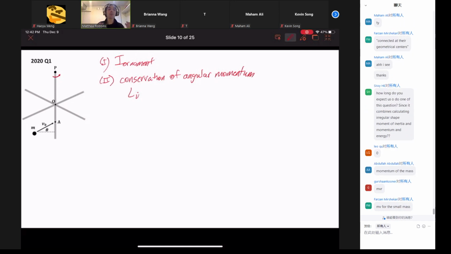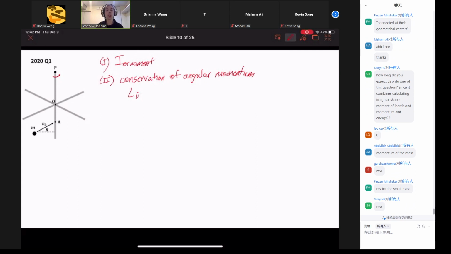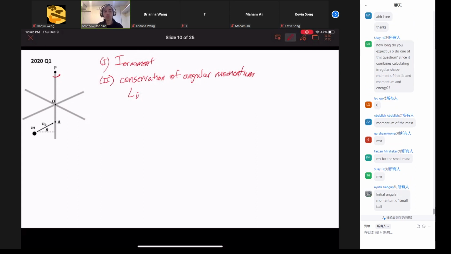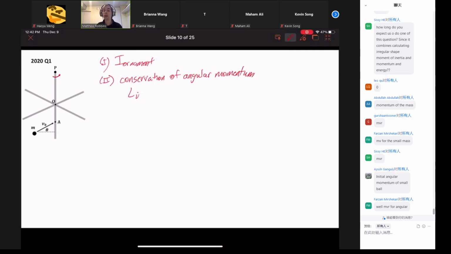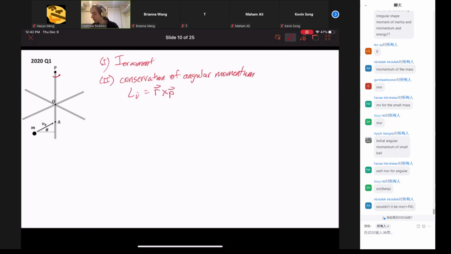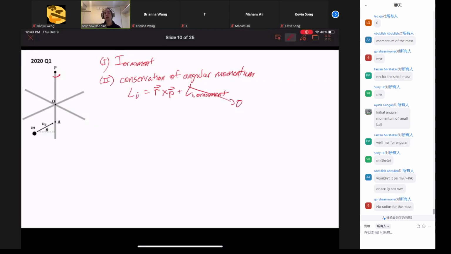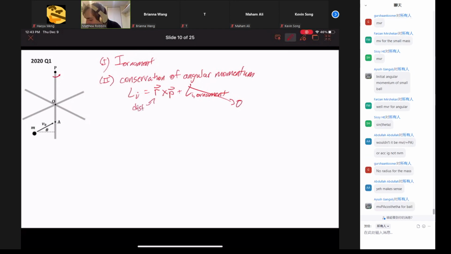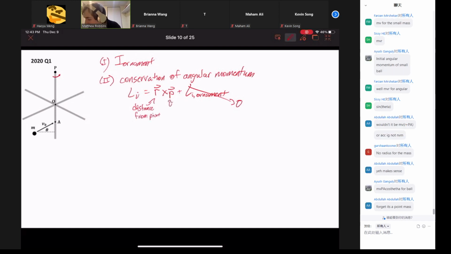Whenever we have an object that's colliding with another object and we need to worry about angular momentum, we need to specify what our pivot point is going to be. And in this case, we know that the angular momentum is equal to the radius cross the linear momentum plus the initial angular momentum of the ornament. But this is just equal to 0 because the ornament is static. It's not doing anything. And here, r is the distance from the pivot, and p is the momentum.